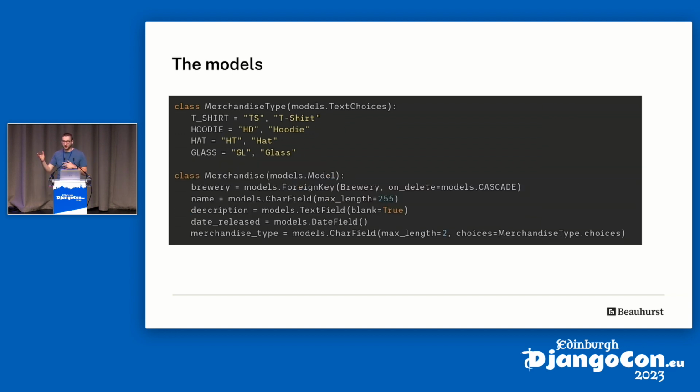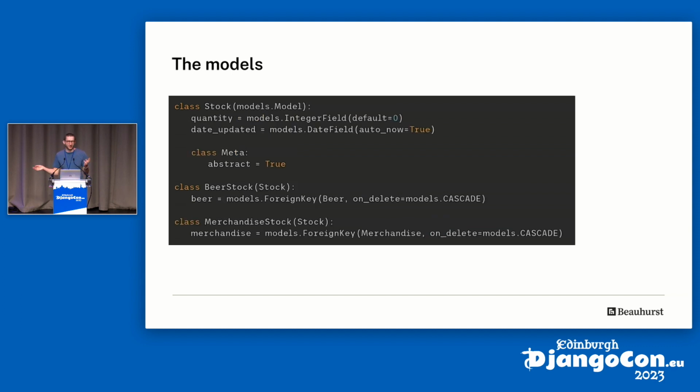They also produce merchandise as well. I use this as a way of making the models seem a little bit more complicated than they might be otherwise. So merchandise also connects to breweries. And again, type, description, date released, that sort of thing. And then we're tracking the stock levels as well. I don't know exactly how we'd get this data, but let's assume somehow we have some inside track at all the breweries and how much stock they've got of everything.